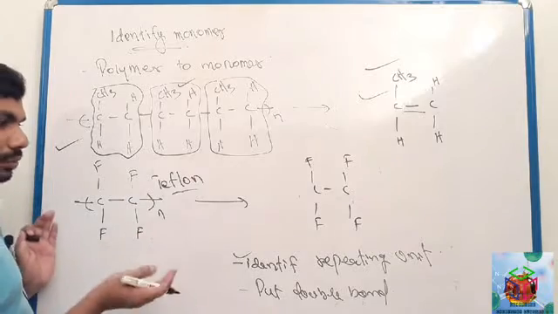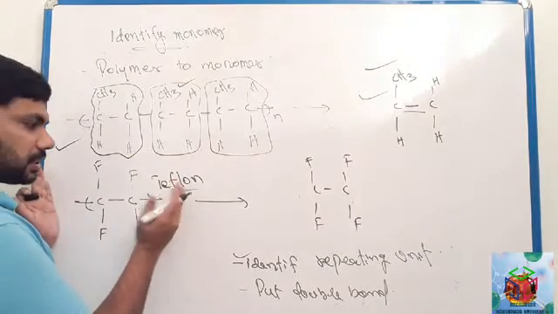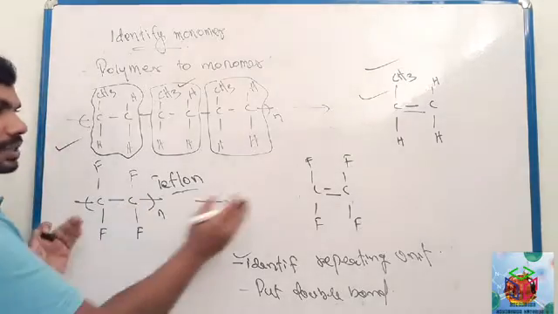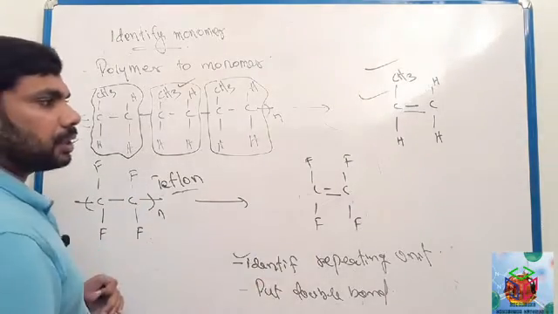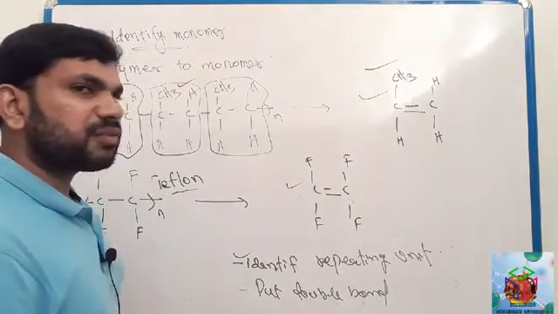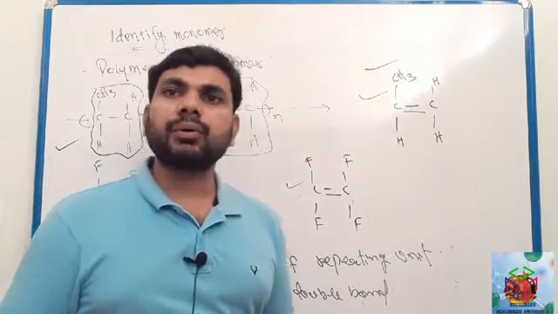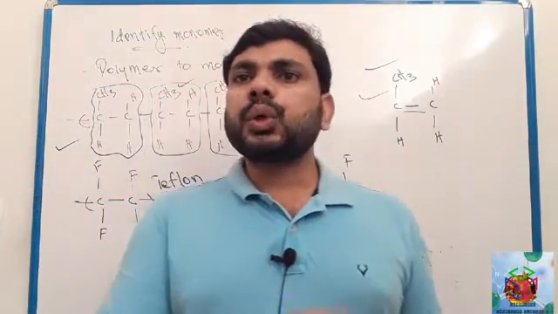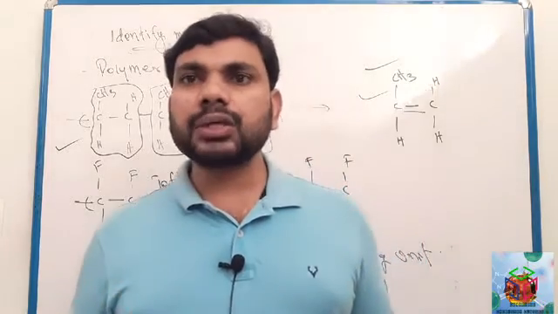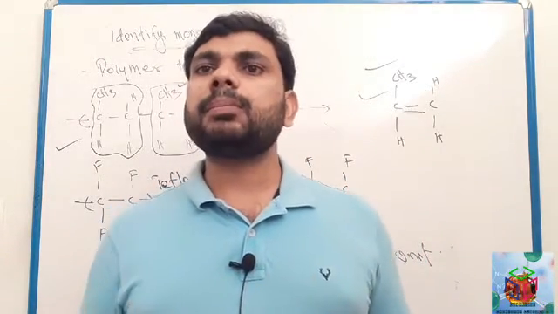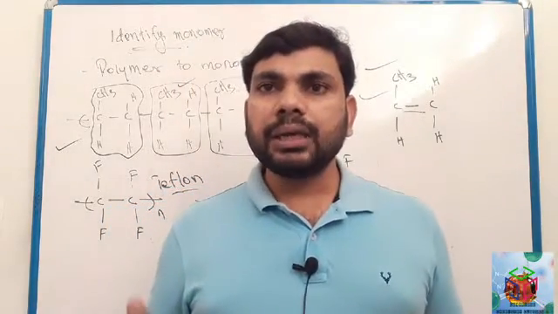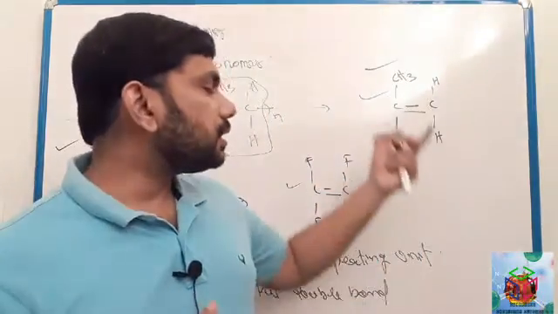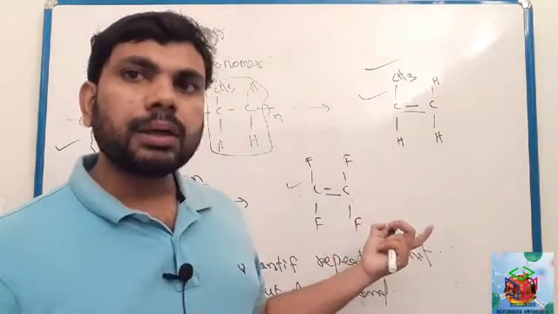What you have to do here is just remove the bracket, then put a double bond here. So now this is the structure of the monomer. It is tetrafluoroethene. To find the monomer, it is very simple: you have to find the repeating unit first, then put a double bond between the two carbon atoms, and then it will be the monomer.